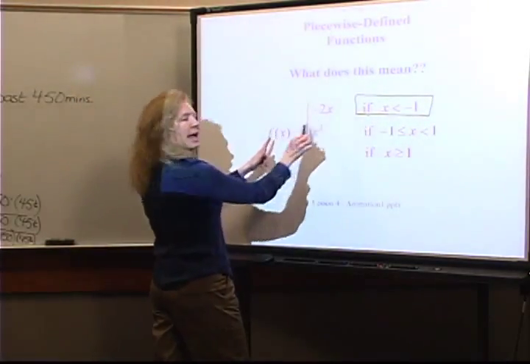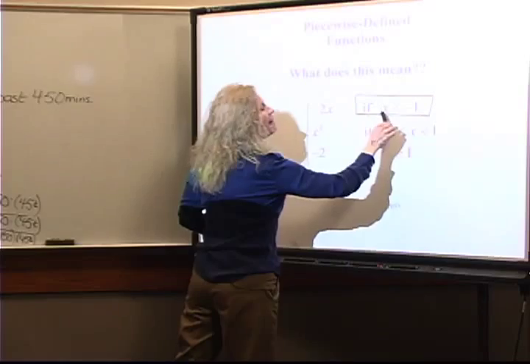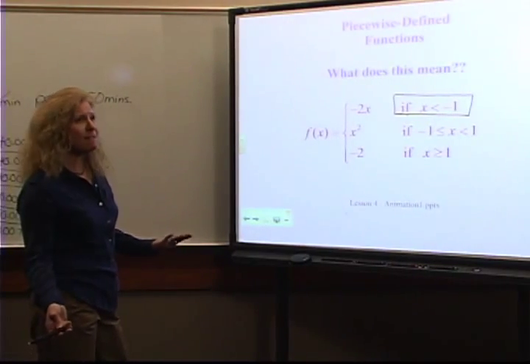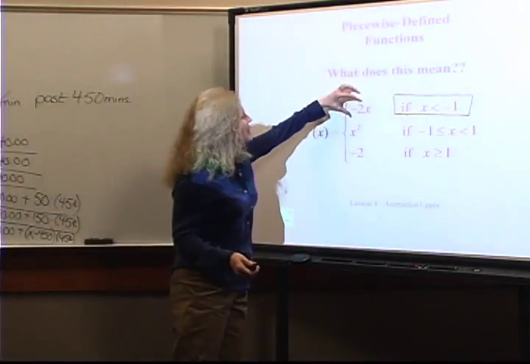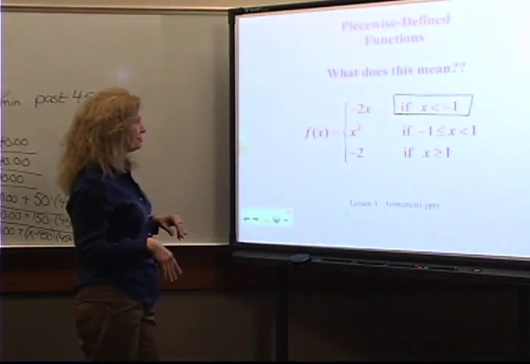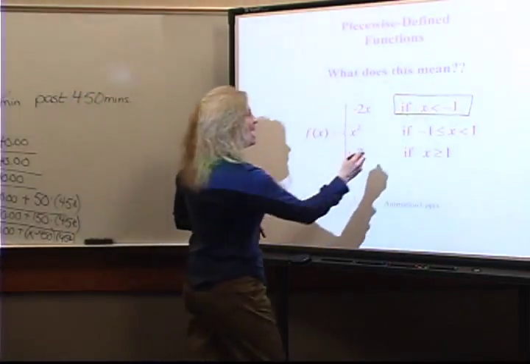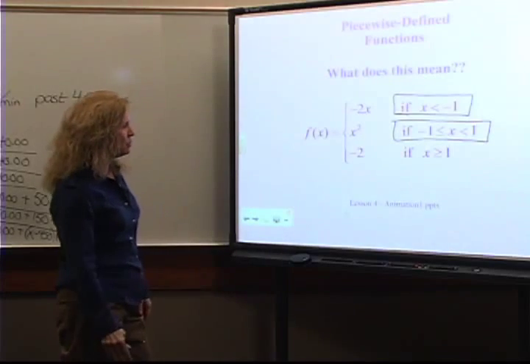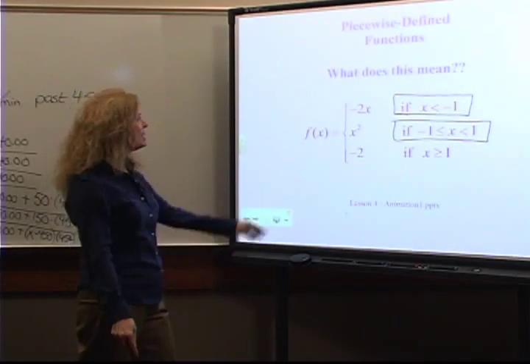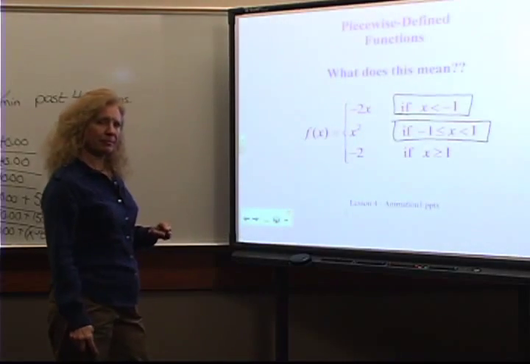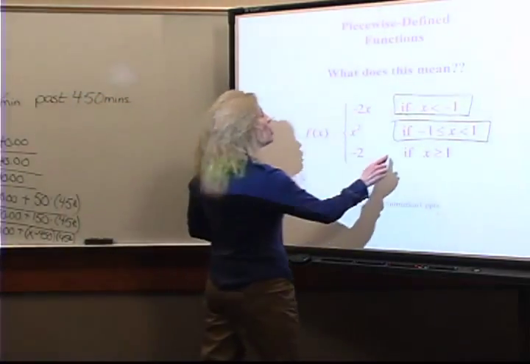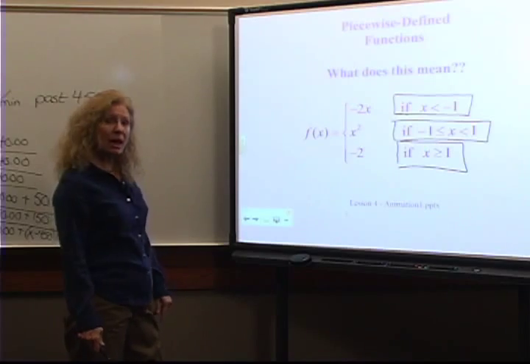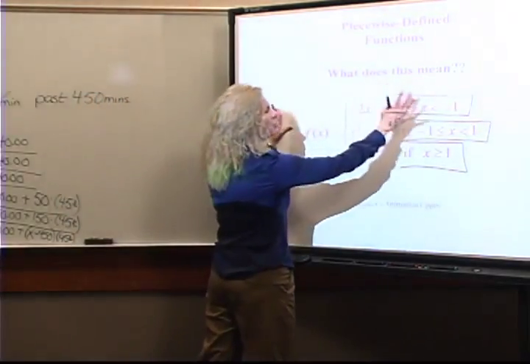Your function is going to be negative 2x as long as x is less than negative 1. So like if your x value was negative 5 or negative 10, you would use this particular piece of the function. Now, if x is falling between negative 1 and 1, and you do watch where you have the equals and where you don't have the equals, then what I'm supposed to do to get my answer is square it. Okay? And then lastly, for anything 1 or bigger, the answer is just negative 2.